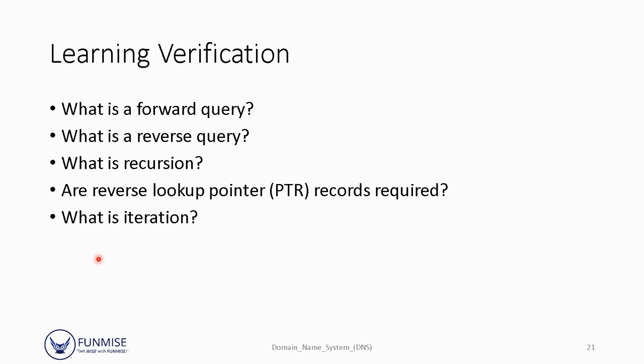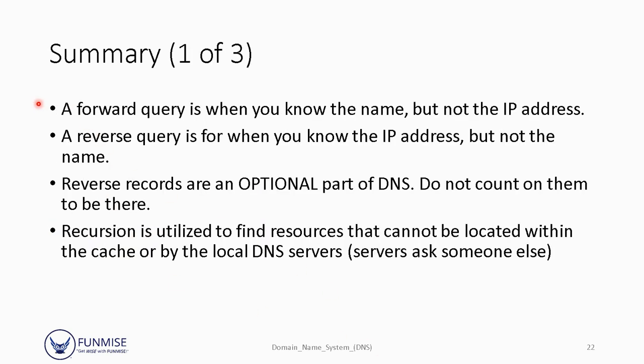Now, learning verification. What is a forward query? What is a reverse query? What is recursion? Are reverse lookup pointer PTR records required? What is iteration? Okay, so a forward query is when you know the name but not the IP address. A reverse query is for when you know the IP address but not the name. Reverse records are an optional part of DNS. Do not count on them to be there. Recursion is utilized to find resources that cannot be located within the cache or by the local DNS servers. In this case, the servers are asking someone else.